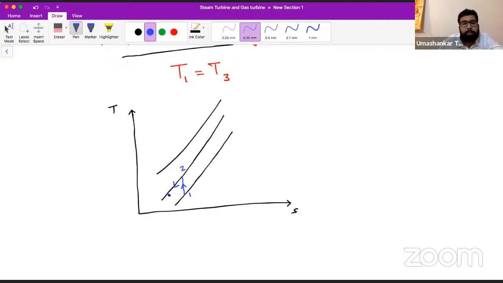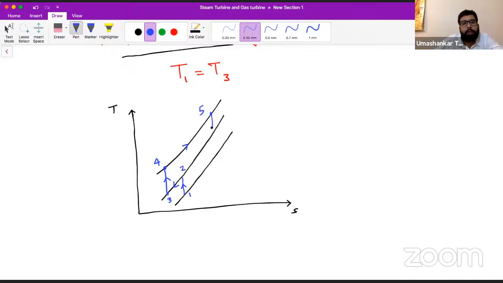Then at constant pressure, heat is being rejected, so we reach this point 3. Then from this point 3, we go again and get compressed in the next stage of the compressor. So our pressure increases, hence temperature increases, and it is happening isentropically, so our entropy remains constant. Then we reach this point 5.